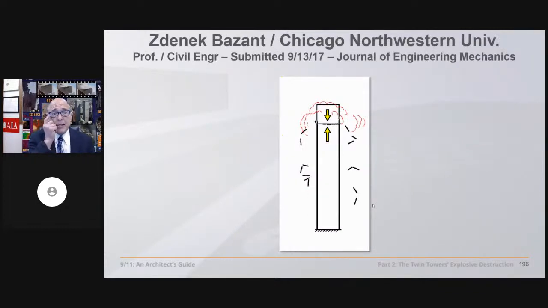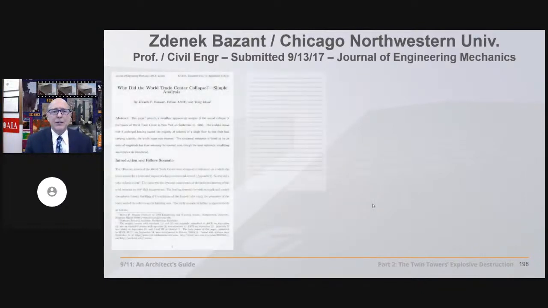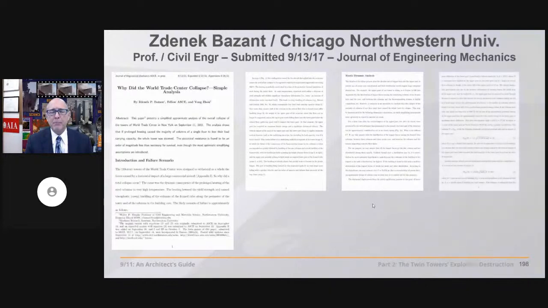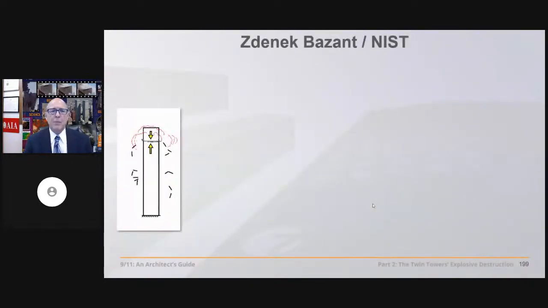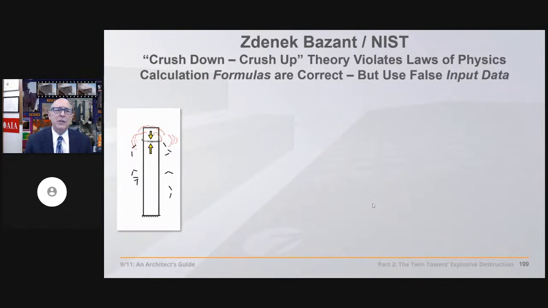This comes from Zdenek Bazant at Northwestern University in Chicago. He submitted a 4-page paper just 2 days after 9/11, his crush down, crush up theory. Everybody else was in shock trying to figure out what happened, and yet he's already done the calculations in 2 days in an extremely sophisticated, I'll say, but more obfuscating paper that actually has correct formulas, but the input data is falsified.